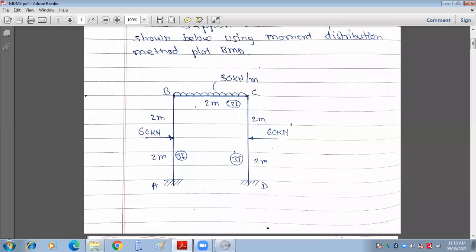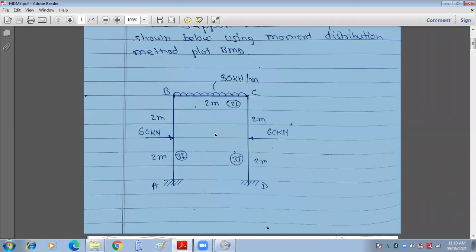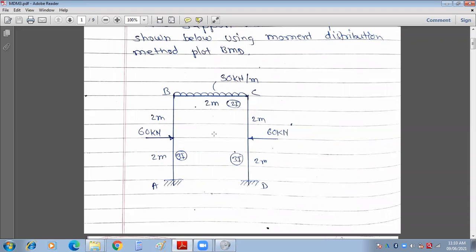Now let us see the figure. In this portal frame, AB is the column, and CD is also a column, having the length of 4 meter. It carries a central point load of 60 kilonewton, and EI value is thrice I. For the span BC, it is the beam member having the span of 2 meter. It carries a UDL of 30 kilonewton per meter, having the rigidity of twice I. For this particular frame, we have to analyze and draw the BMD by using the moment distribution method.